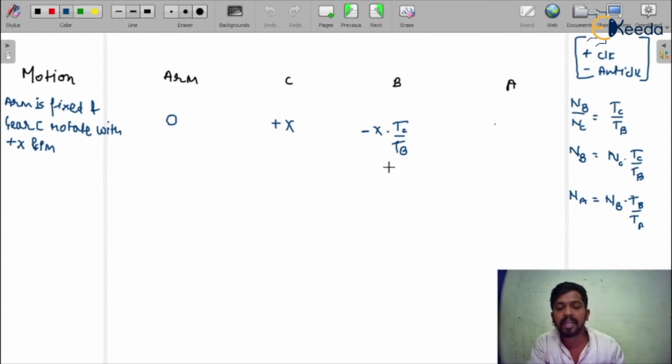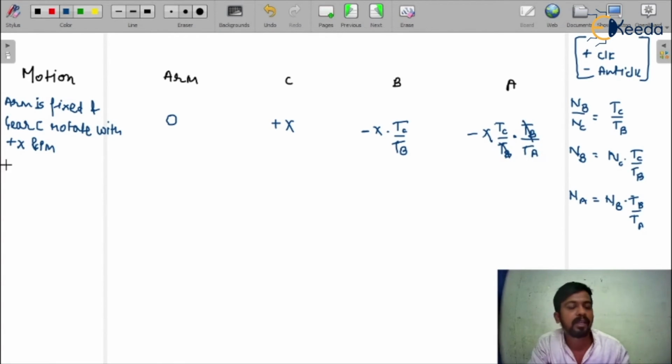So we have calculated the direction of B as anti-clockwise, so gear A has a similar direction. The speed of gear B is minus x TC upon TB with the directions, multiplied with TB upon TA, and here TB would cancel out.